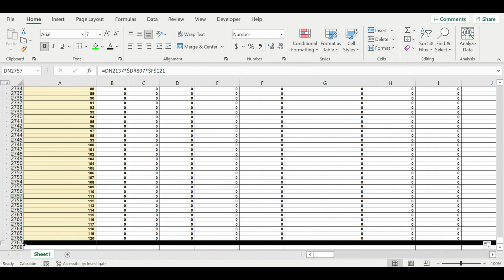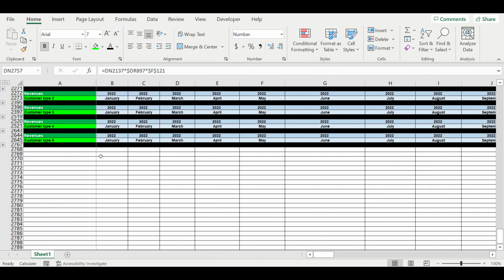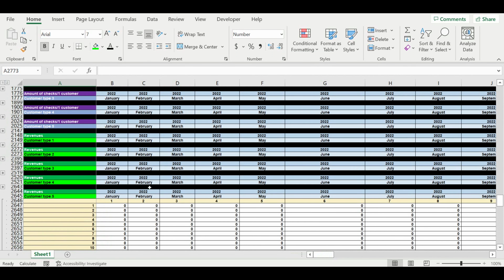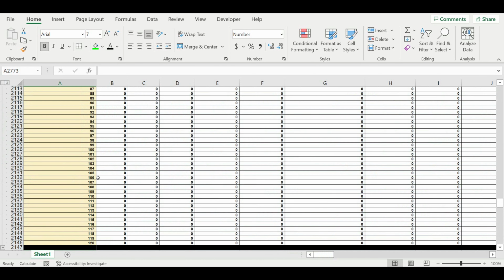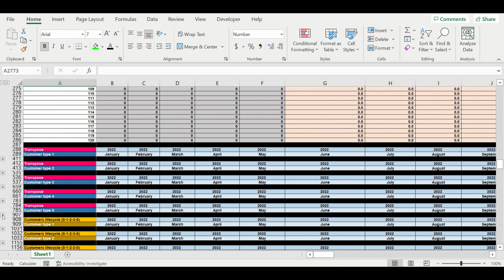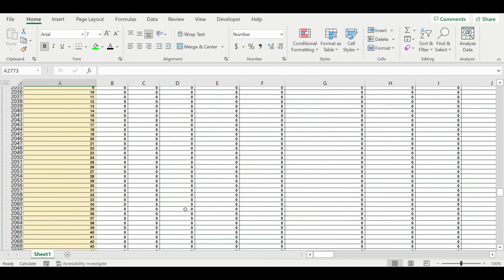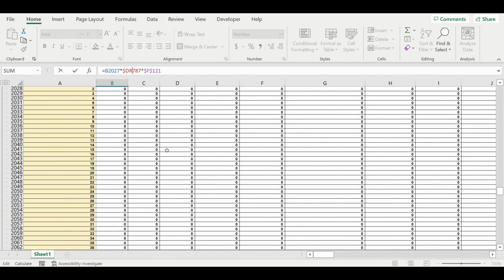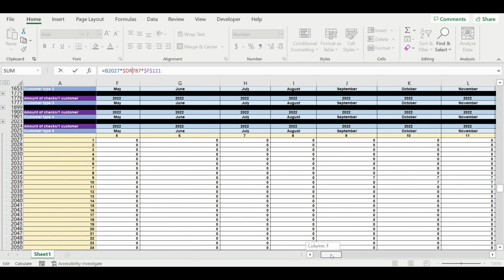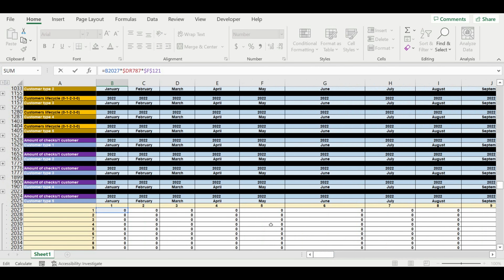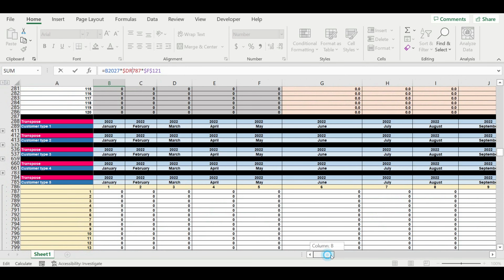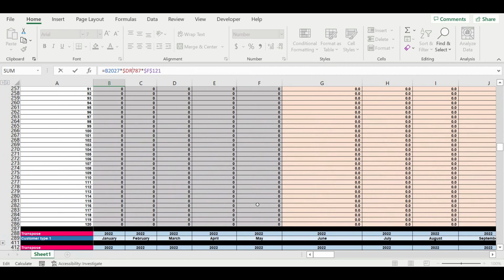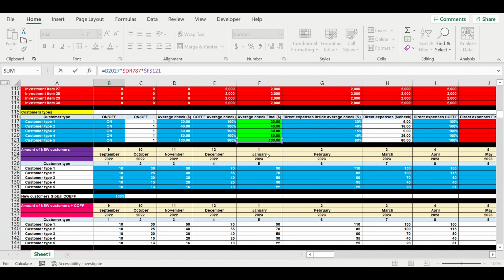So now let's check the formulas for customer type number 5, for example. We need the amount of checks, we need transposed customers. Now let's go back to the revenues and click on the formula. So here we have the amount of checks. They are multiplied by the amount of customers being transposed here, and then they are multiplied by the average check, which comes from here.